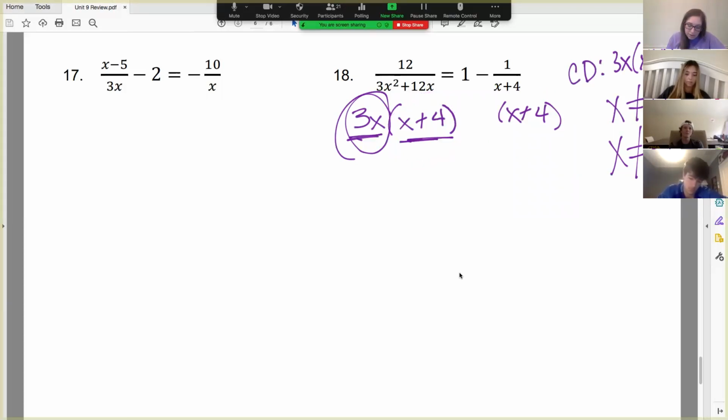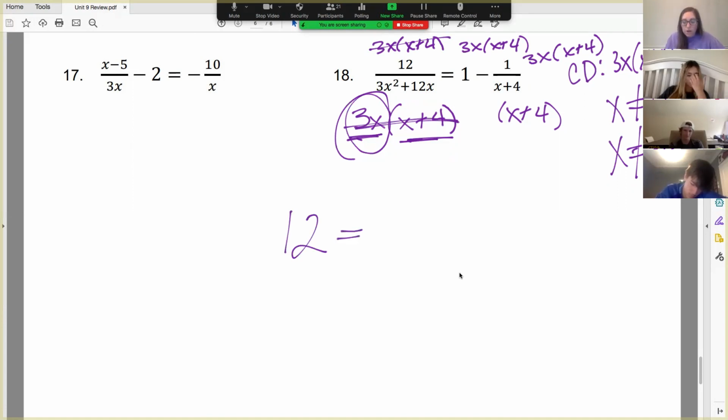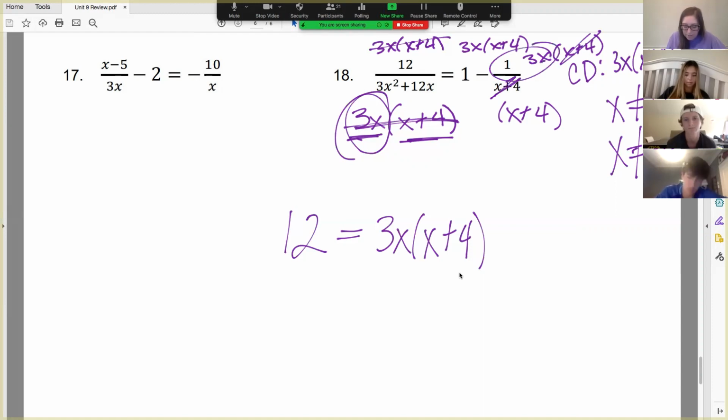Then I take all three of my fractions and I multiply by 3x, x plus 4. You can write it above every fraction if that helps you, or you can just do it mentally. Doesn't matter. On the first fraction, everything cancels and I just have 12. On the 1, there's no fraction, it's just a 1, so I just have 3x, x plus 4. And on the last fraction, the x plus 4's cancel, and I'm just left with minus 3x, because there's that minus out in front.